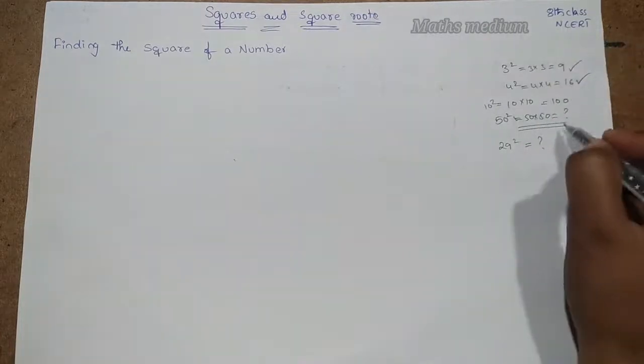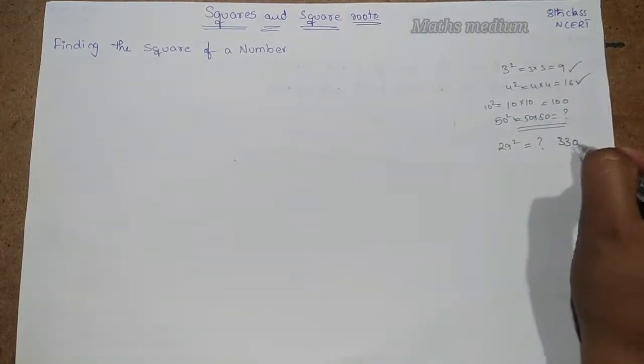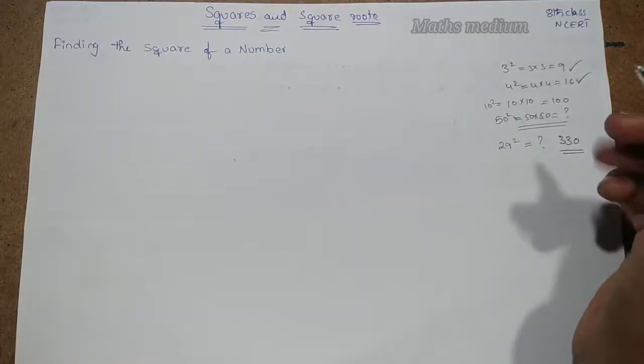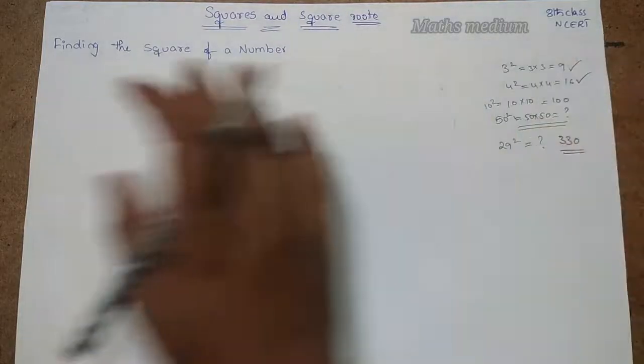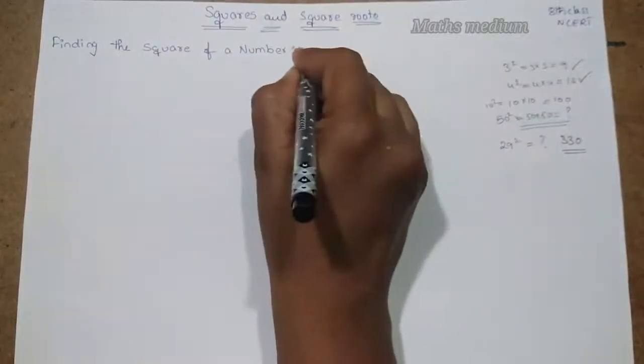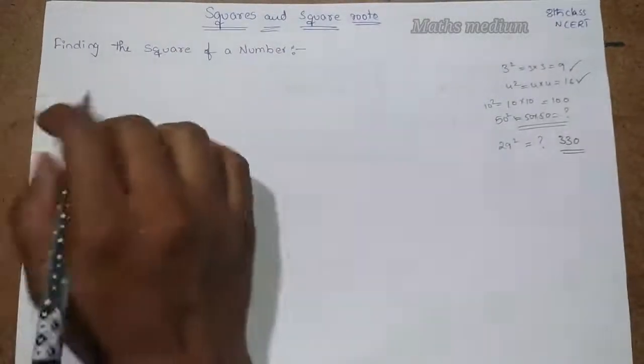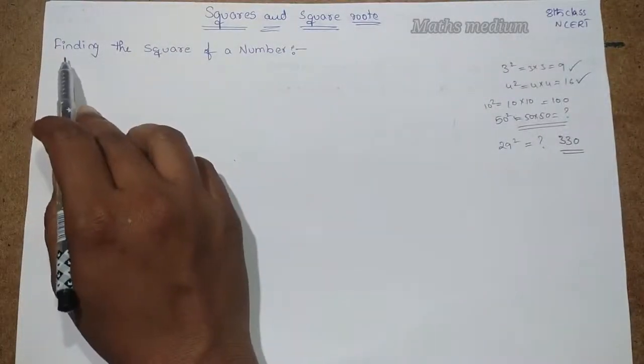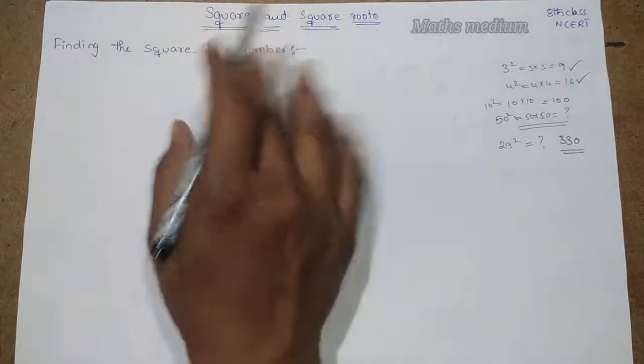If you take other numbers like 330, no, we cannot do the square for the given number. So that's why, finding the square number of a number, if they give any number, we have to make it an easy way. That is the topic we are going to discuss now: finding the square of a number.